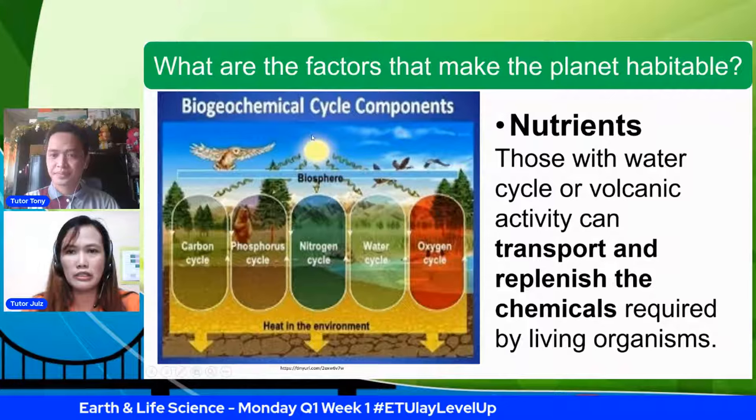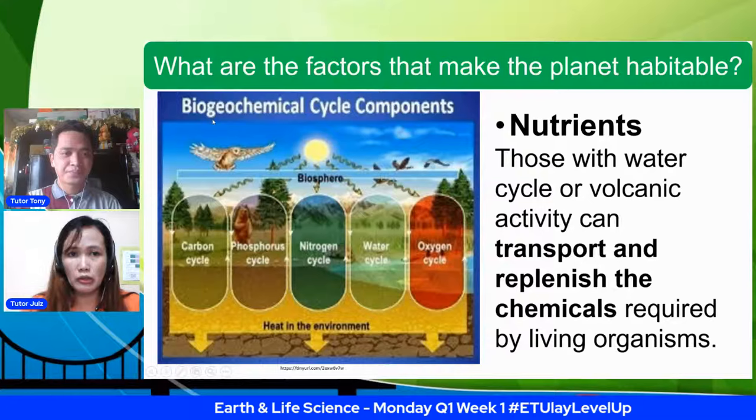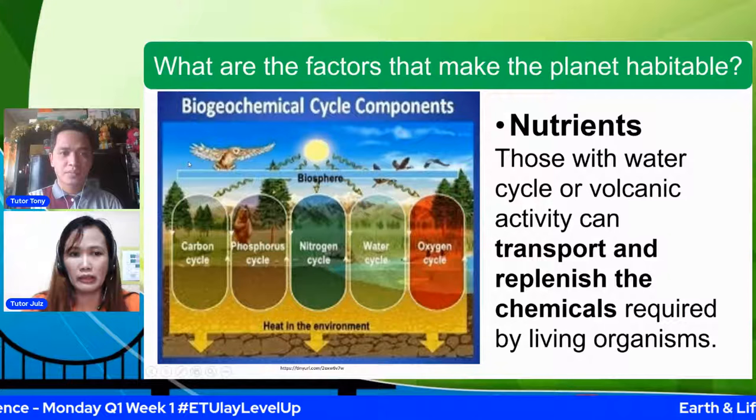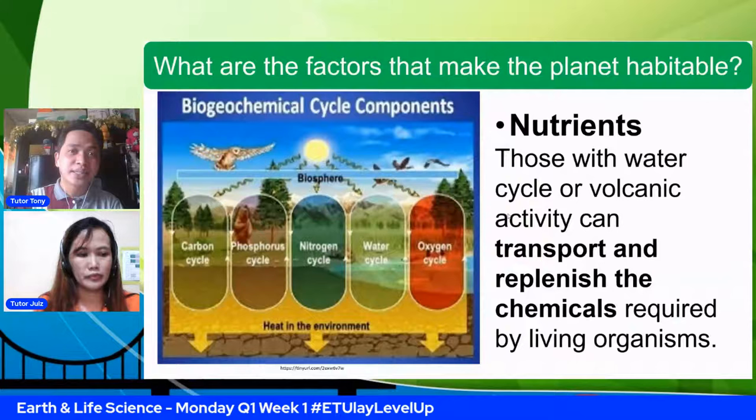The process of the different cycles, by the way, the biological cycle refers to biological, geological, and chemical cycles. That refers to the carbon, phosphorus, nitrogen, water, and oxygen cycles. All of those cycles are equally important sa nature, di ba? Kasi we cannot take for granted kung isang cycle man dyan ay mawala.